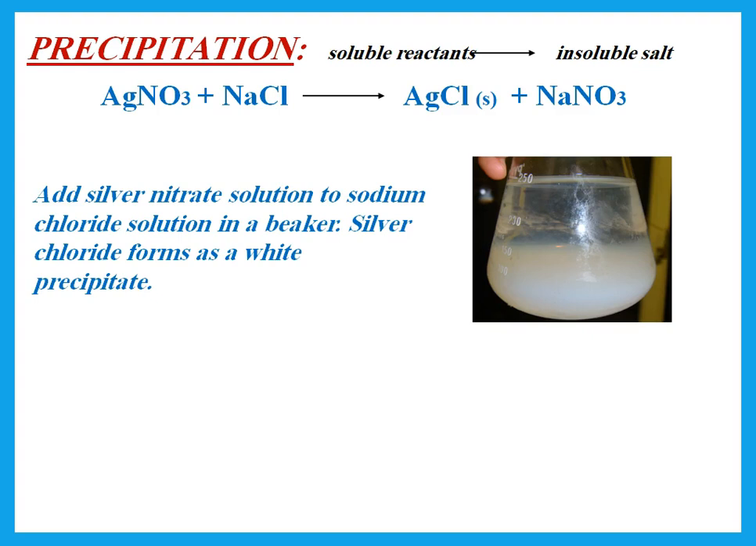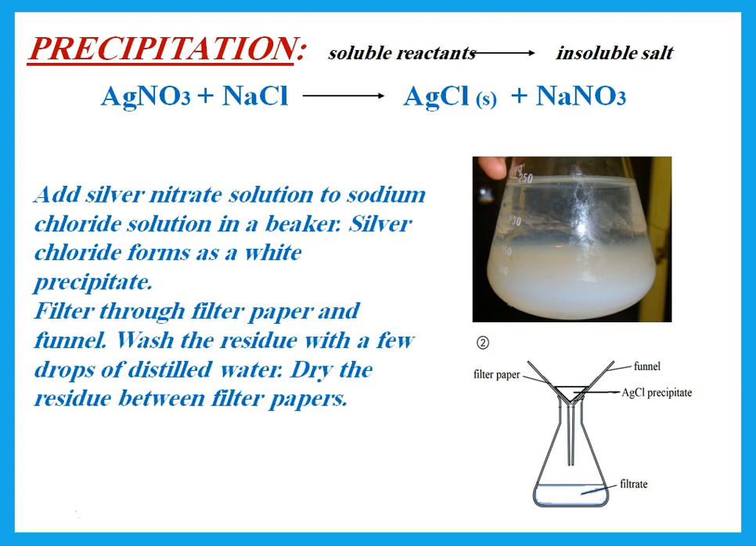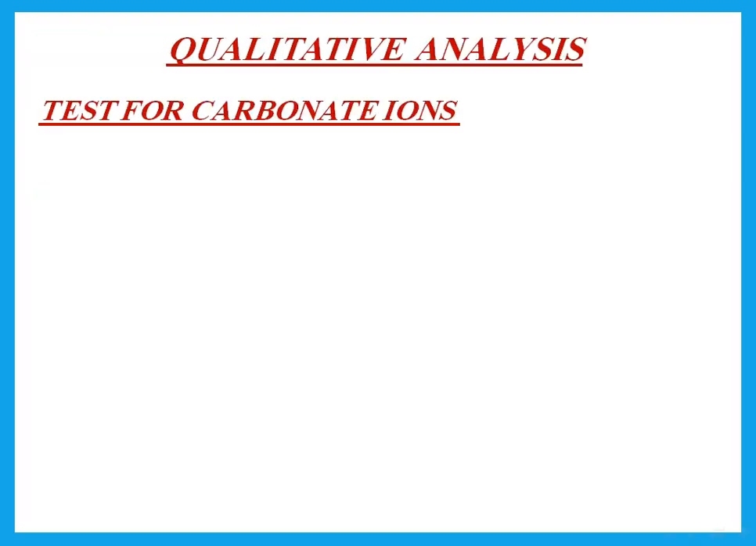Remember, they have to be solutions. So if he says they are originally solids, I have to tell him that I'm going to dissolve them in water to make solutions and then add them together. Silver chloride forms a white precipitate. Then I filter. In this case, I want the residue. I want the precipitate itself. So filter through filter paper and funnel, wash the residue with a few drops of distilled water, and dry between filter papers. Please remember all of these.